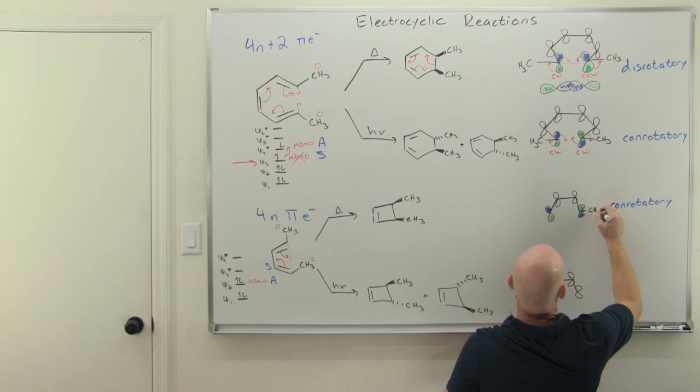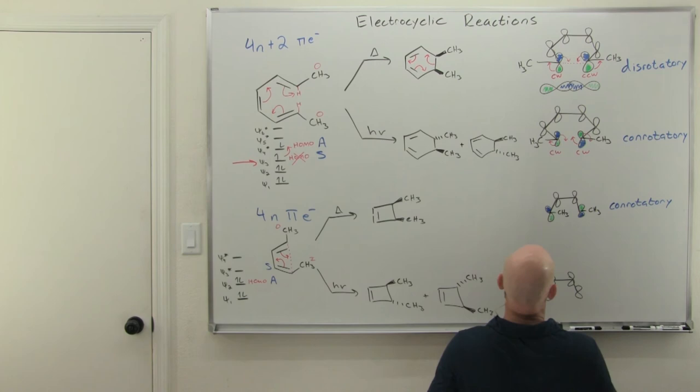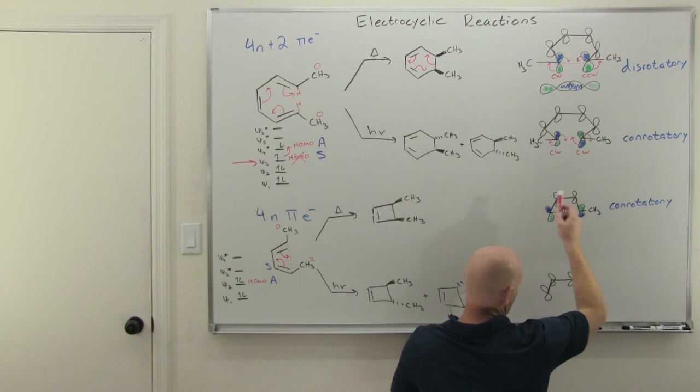So, the one on the left is going to be the methyl group pointing in. So one's out, one's in. And now we'll see that it's got to be conrotatory. Again, we memorized that, but we can see why that has to be, with this being anti-symmetric.